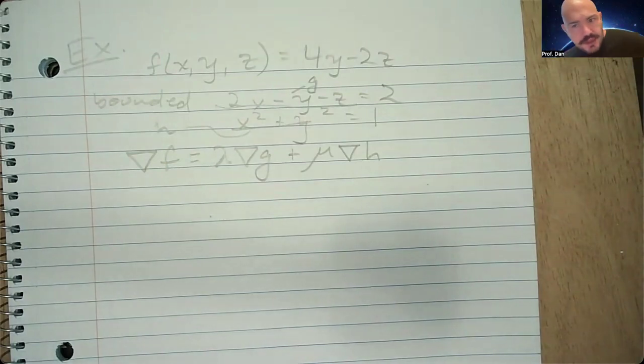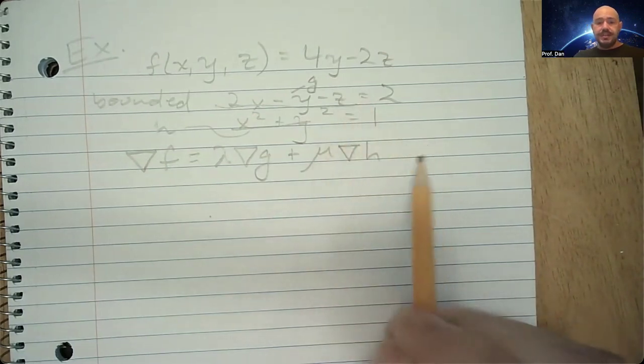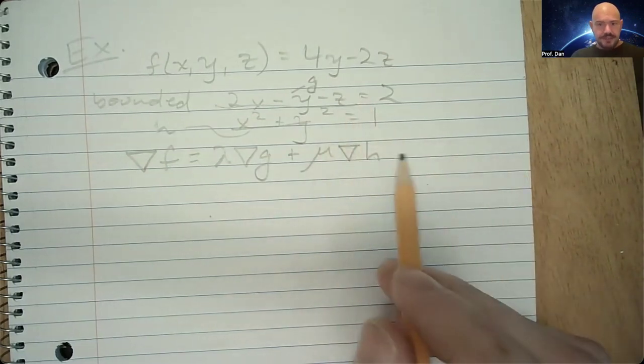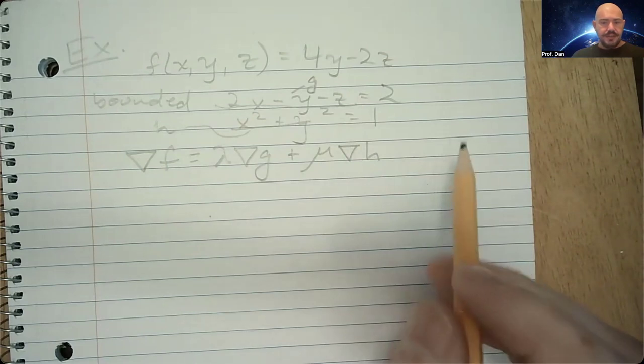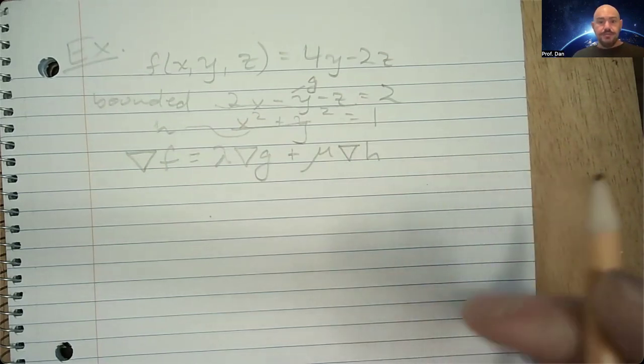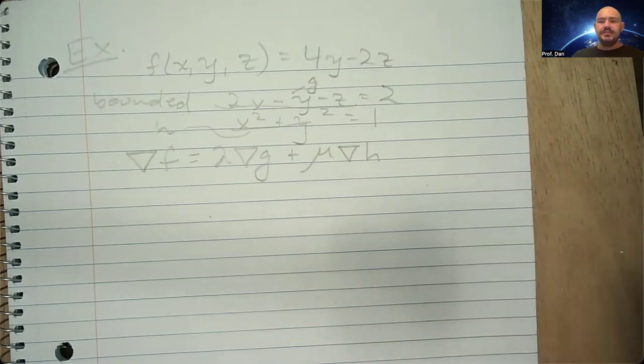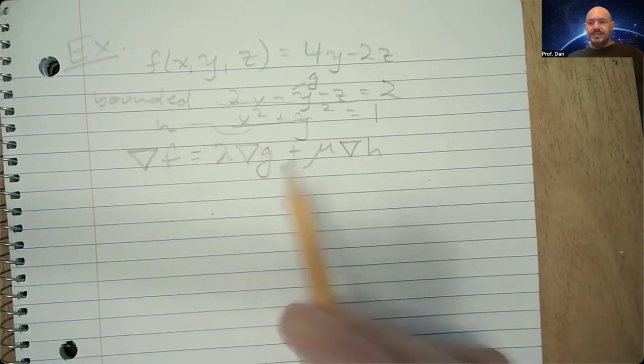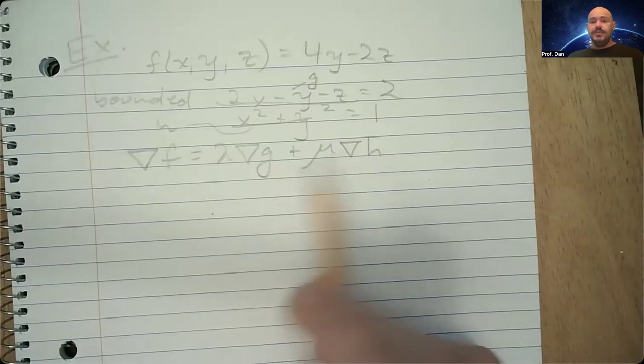So the extension here is if I have more than two, I can just keep adding on, right? Plus multiplier times gradient of next one, plus multiplier times gradient of next one, and so on and so forth. So this is what two looks like, but it's very, very similar for anything more than that.